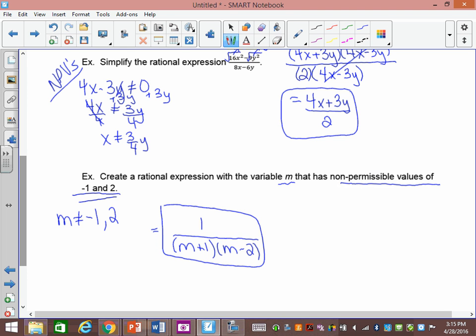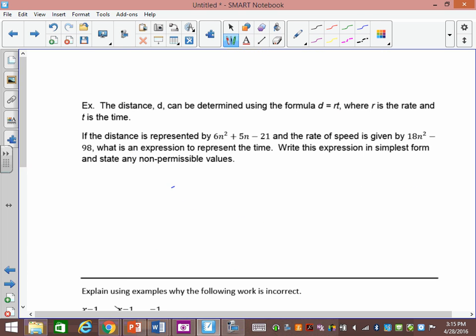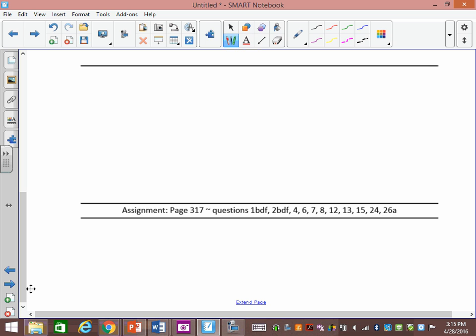Or I could go m squared plus 3m minus 4, right? I can make it more advanced or not. The key thing here is that I needed to have non-permissible values of -1 and 2, and I already have that. So I have to add something to the top so that it's irrational. Okay? If you flip over to the next page, that's where your homework is. And I need you to work on it.